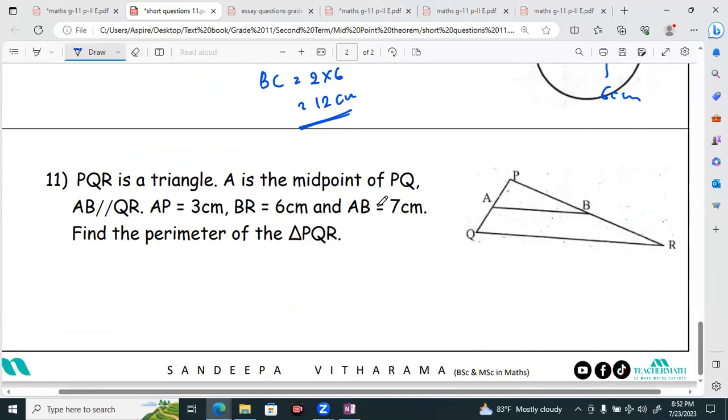PQR is a triangle. A is the midpoint of PQ. AB is parallel to QR. AP equals 3 centimeters, BR equals 6 centimeters, and AB equals 7 centimeters. Find the perimeter of the triangle PQR. Yes, find it. When AP equals 3 centimeters, AQ equals 3 centimeters. Okay, fill in the others.